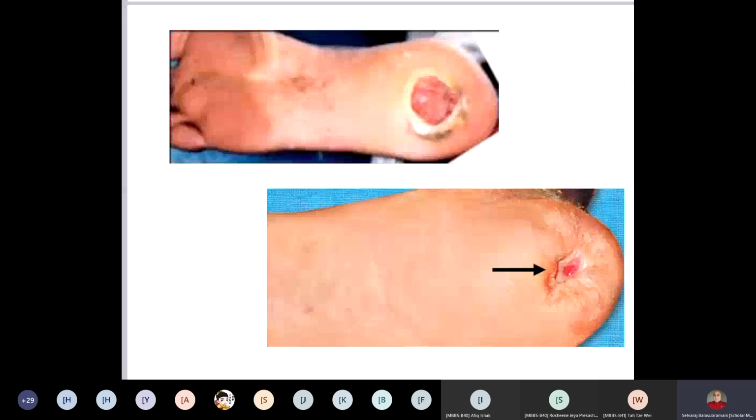Okay, how will you treat this diabetic ulcer? What will you do? Can you tell me? Number one, you have to control the diabetes. That is the most important thing. If it is uncontrolled diabetes, it will never heal. If you control the diabetes, automatically it will start healing. That is what you are seeing in the second picture. See the size of the ulcer. Slowly it is shrinking. It is healing because you have started proper treatment for the diabetes.